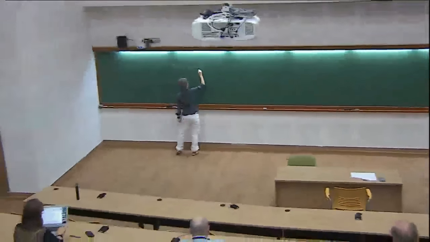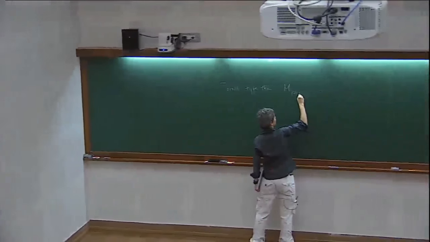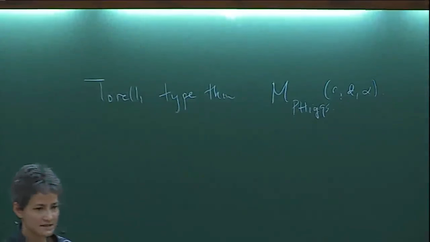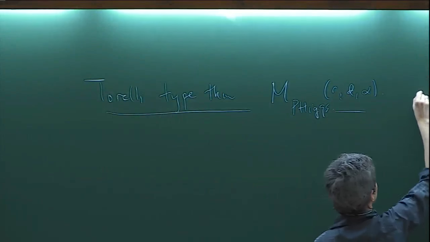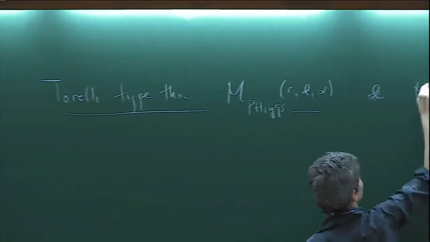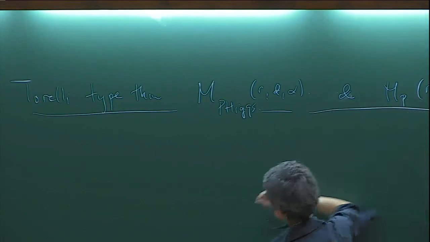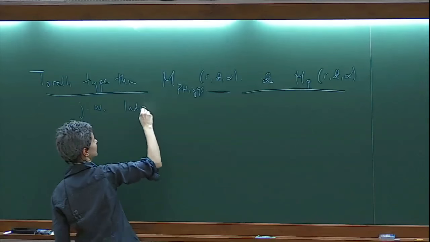I will talk about Torelli type theorems for the moduli space of, let me introduce the notation, parabolic Higgs bundles. I will explain what it is and introduce all the concepts. Also, as a byproduct, we will have a Torelli theorem for the moduli space of parabolic bundles. This is joint work with irreducibles.